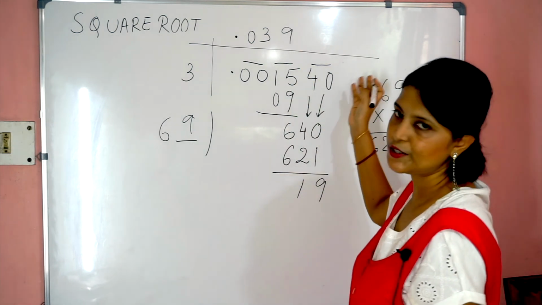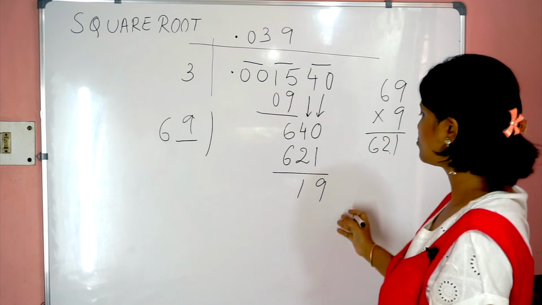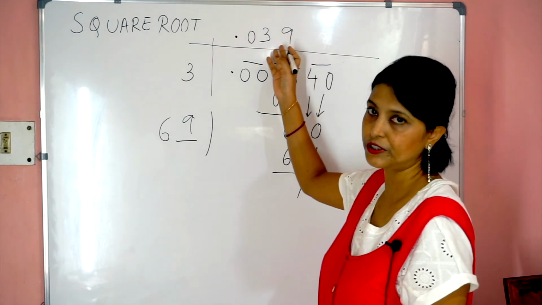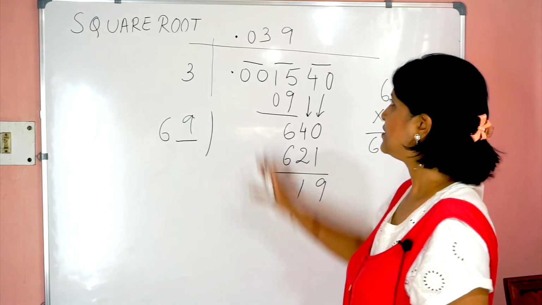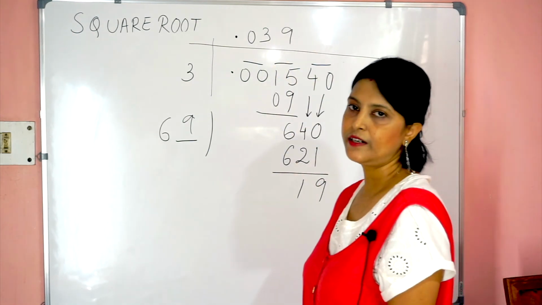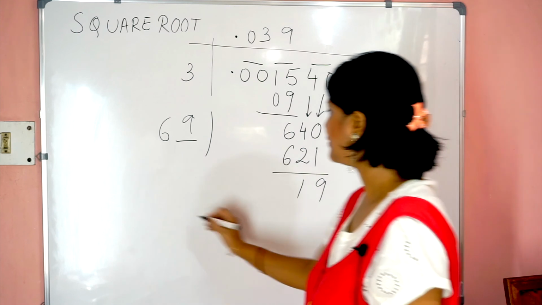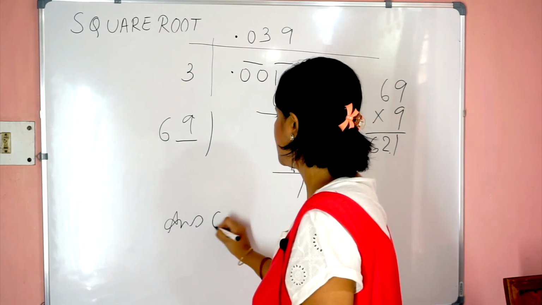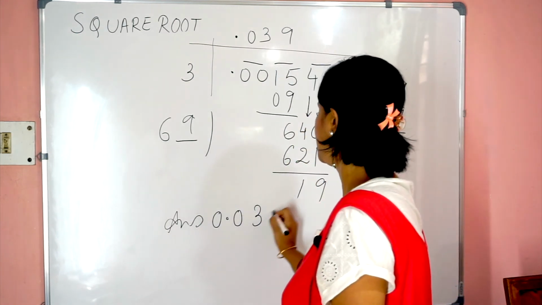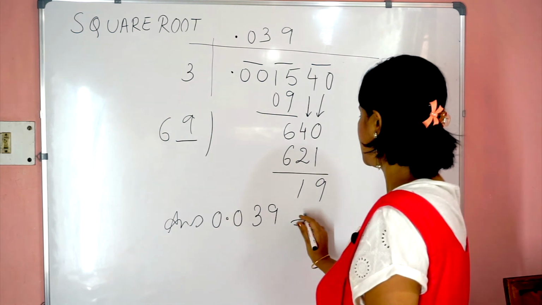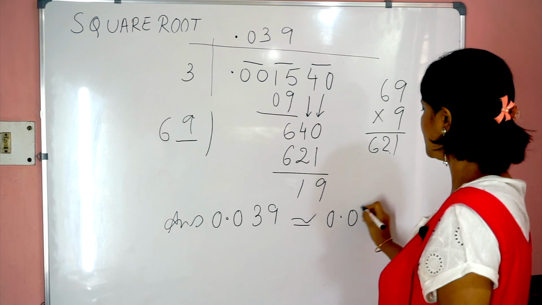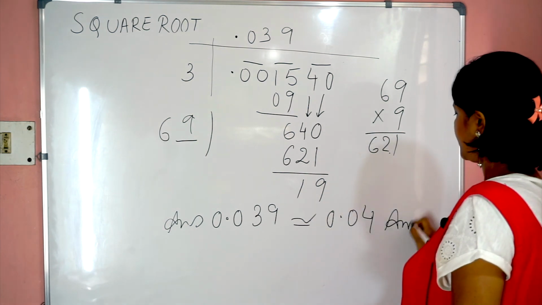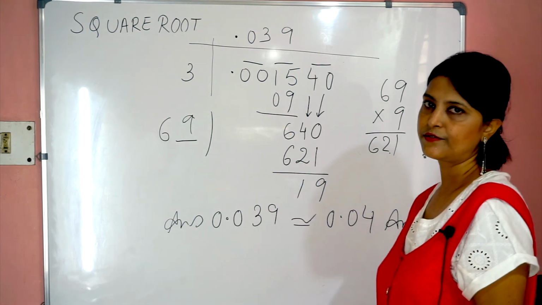If you want, you can continue with the process of division by bringing 2 more zeros down and doubling the quotient. But I will stop the process of division here, as I have already 3 digits after the decimal, and our answer is 0.039, which is approximately equal to 0.04. This is the answer for the square root.